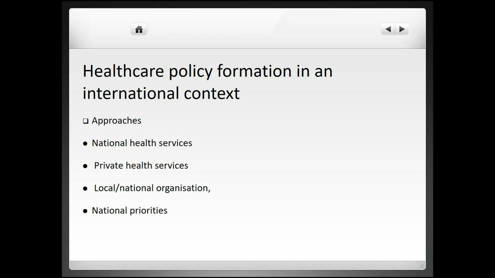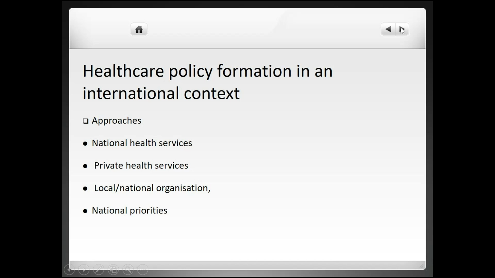So healthcare policies are different, with different priorities based upon the health of the population. So we have to get this broad view of healthcare policy formation in an international context. The UN World Health Organization has a general framework which is expressed in the Millennium Development Goals. But apart from that, every country has got specific problems, so they have different national priorities.